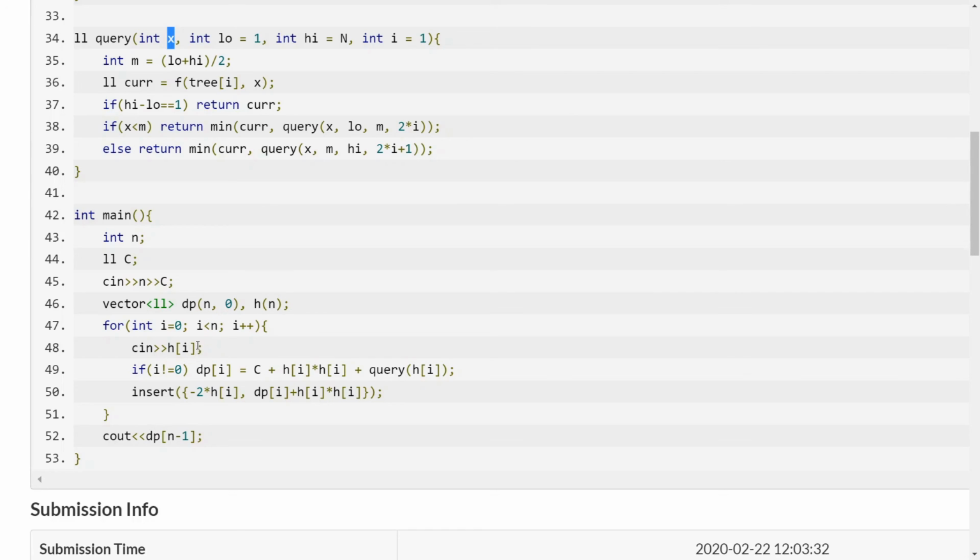We are taking input hi, and then these all are self-explanatory. I have already explained it in more detail.